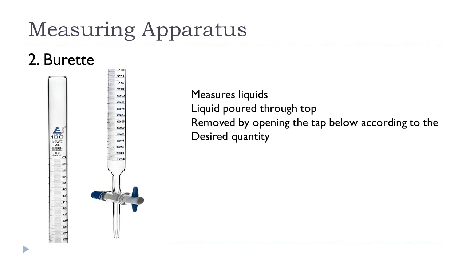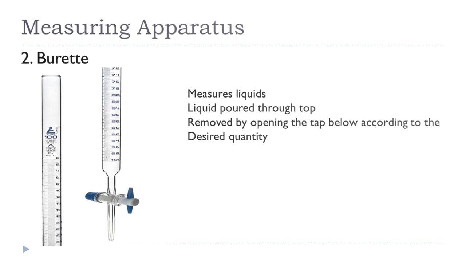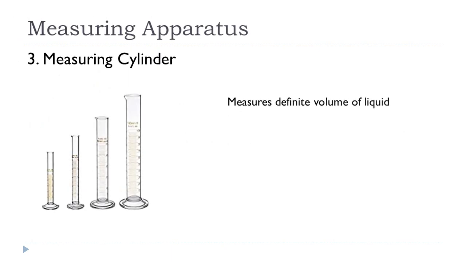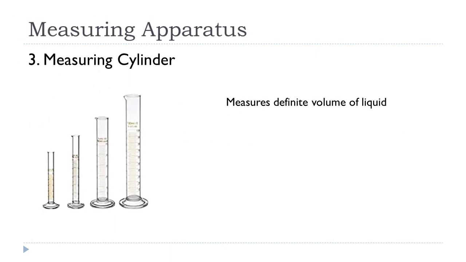And next one, burette. It is the measuring apparatus used for measuring liquids by pouring the liquid from the top of the burette up to the marked level. The measured liquid is then removed dropwise by opening the tap below. And next one, measuring cylinder. It is used to measure the definite volume of liquid.